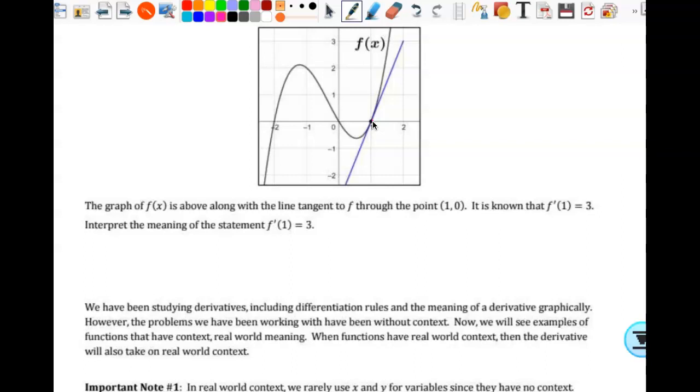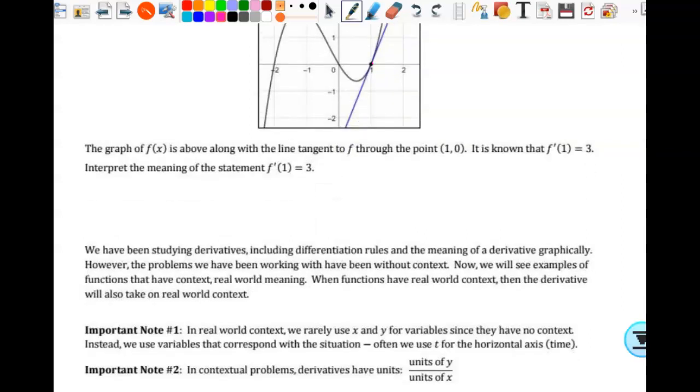And how is f changing? At a rate of what? 3. Okay. So if we are talking about how something is changing at a given point, that is the rate of change, that is our slope. It's changing at an instant, so that is our instantaneous rate of change.